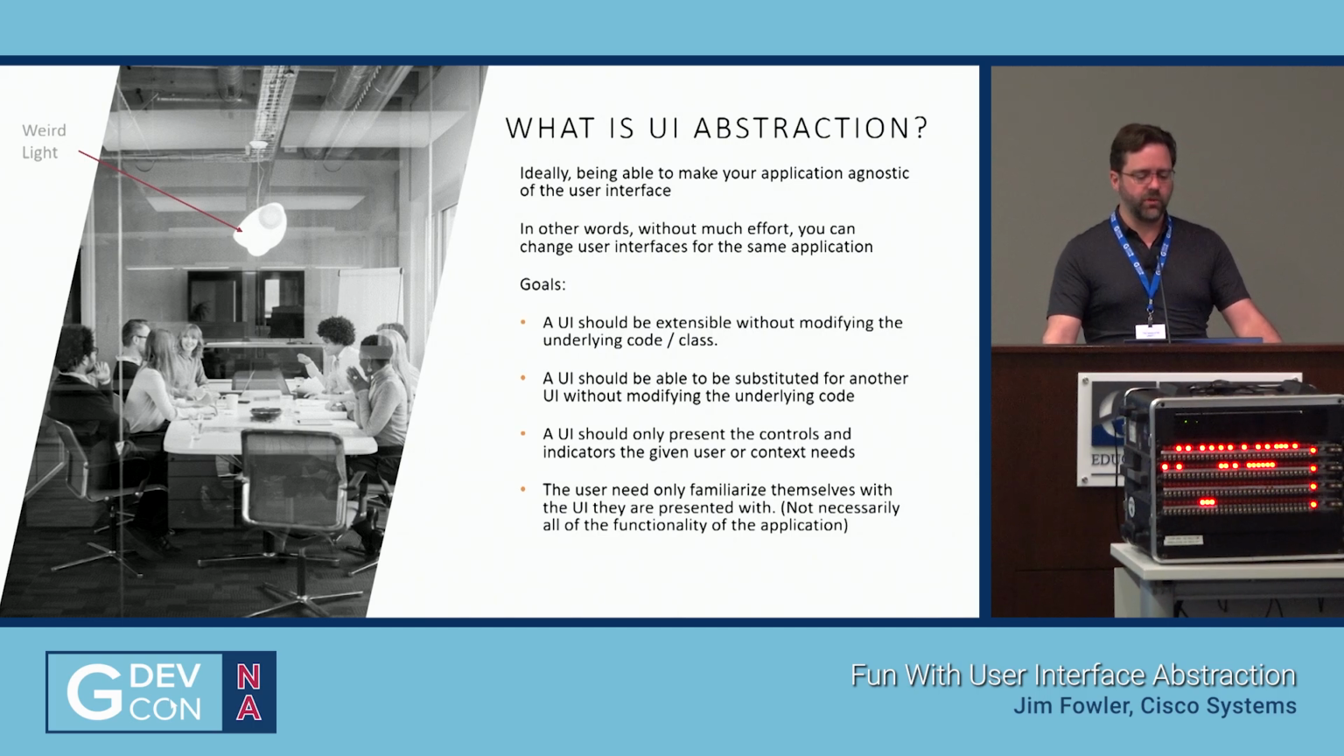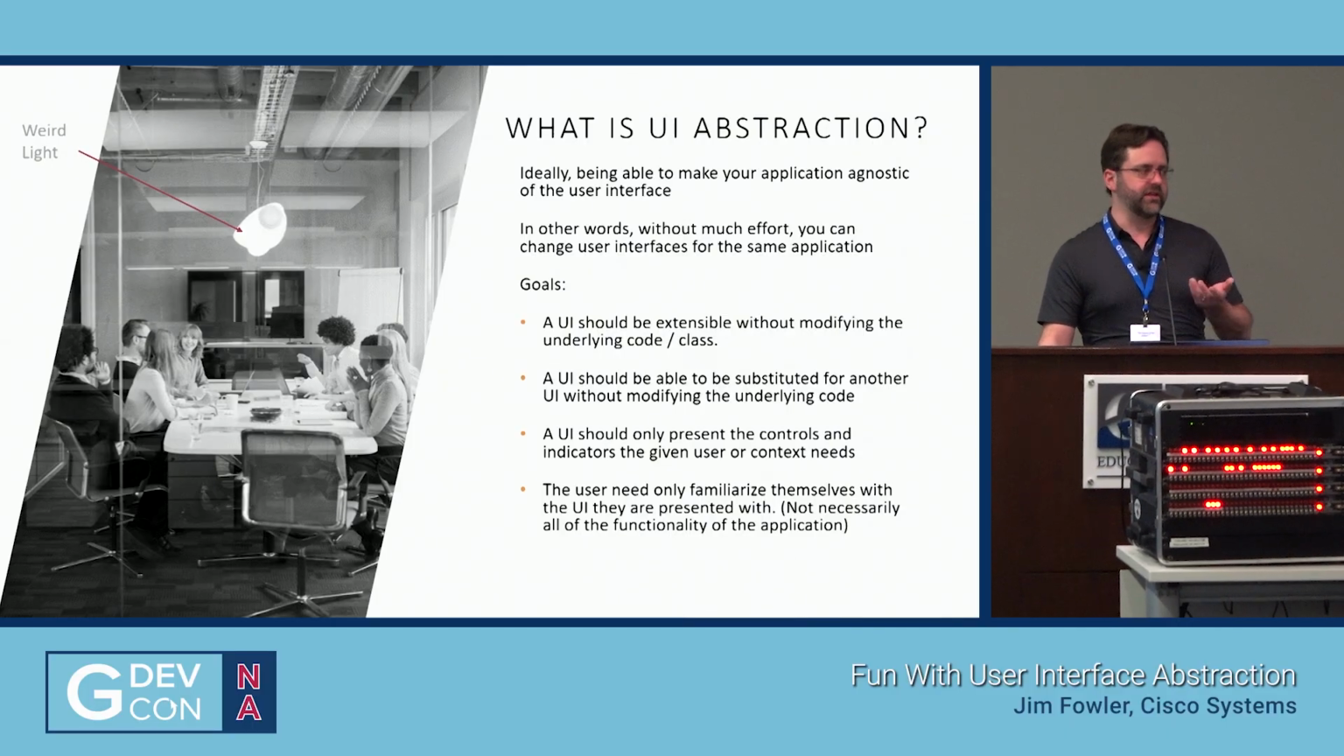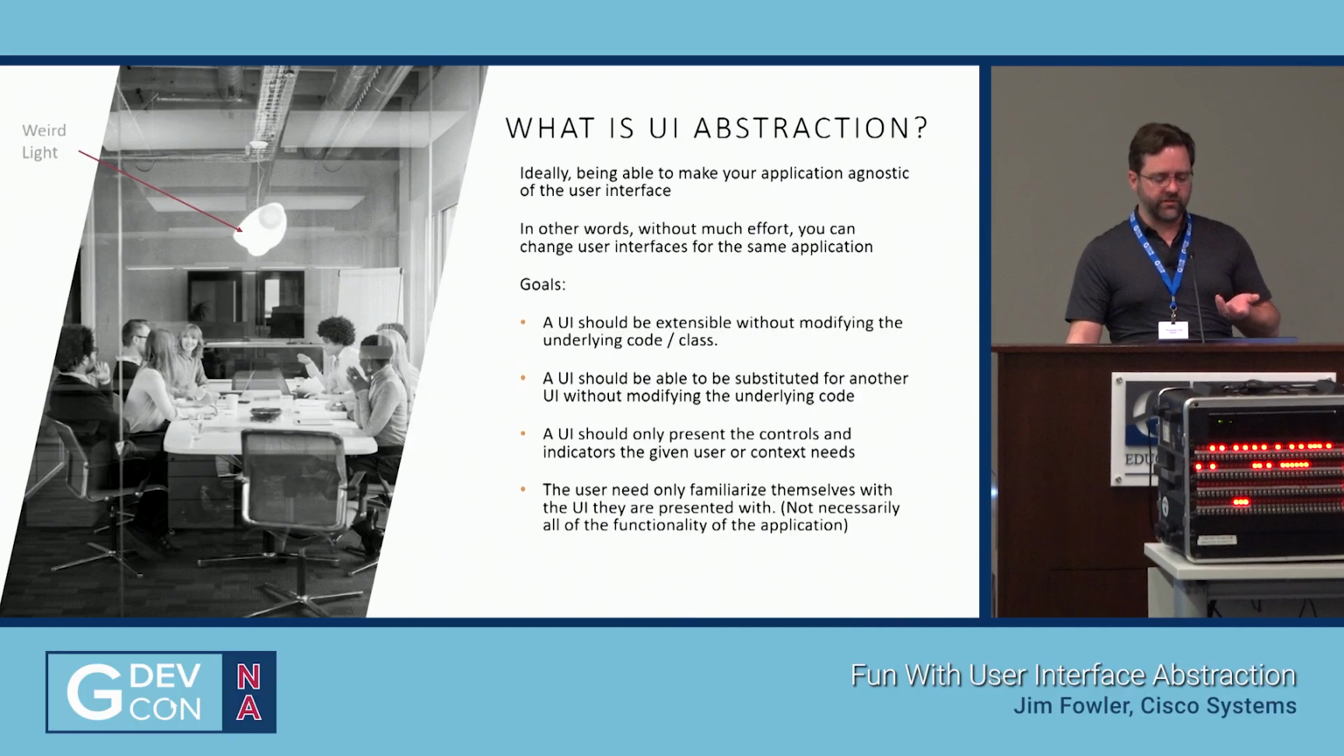Some goals should be: a UI should be extensible without modifying the underlying code and class. You should be able to substitute one UI for another without modifying the underlying code. The UI should only present, I mean, you don't have to follow this, but ideally your UI should only present the controls and the indicators that a given user or context needs.